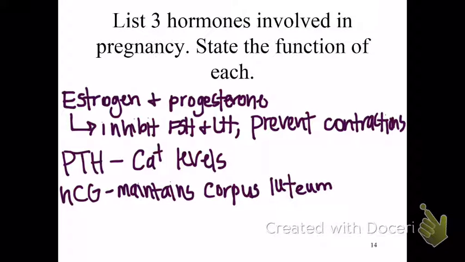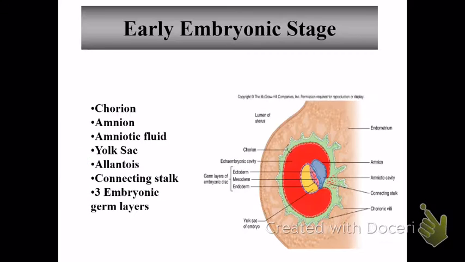Okay, so I got it written in here for you. And I chose estrogen and progesterone as one, even though they're really two. I couldn't decide. And so there's my three. Estrogen and progesterone, they inhibit the FSH and LH, and they prevent contractions. They do some other stuff, but I thought that was the most important. Parathyroid hormone regulates calcium. HCG maintains that corpus luteum that's around the egg. So maintains it, helping it be big and nice and fluffy.